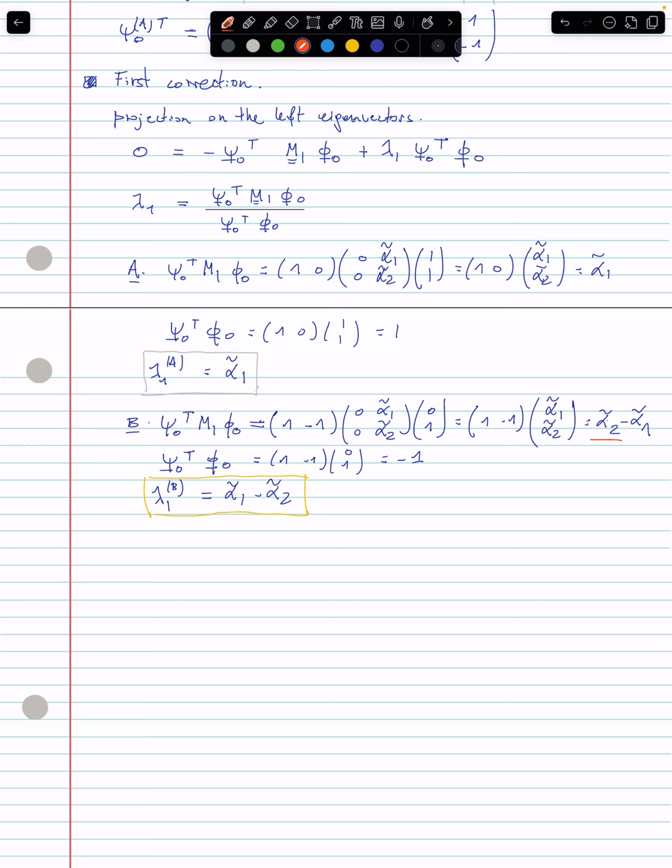All right, this is where I was wrong. And so definitely what we have here is fine. And this is alpha 2 minus alpha 1.